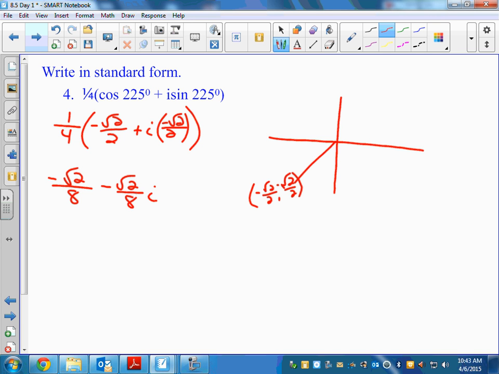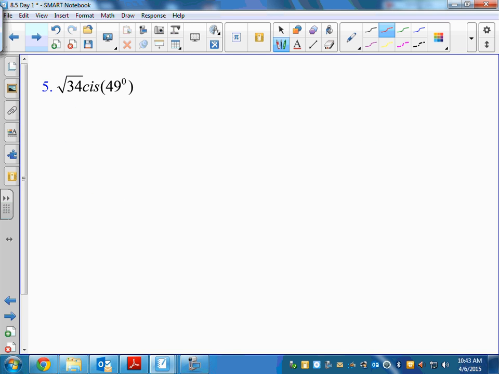Questions about that? But the book's kind of silly, so what if they gave you this one? Square root of 34 cis 49. I think this is where you do have to do that extra step of rewriting it, like change it back to cosine and sine. So the first thing I would do is say square root of 34 times cosine of 49 degrees plus i sine of 49 degrees.